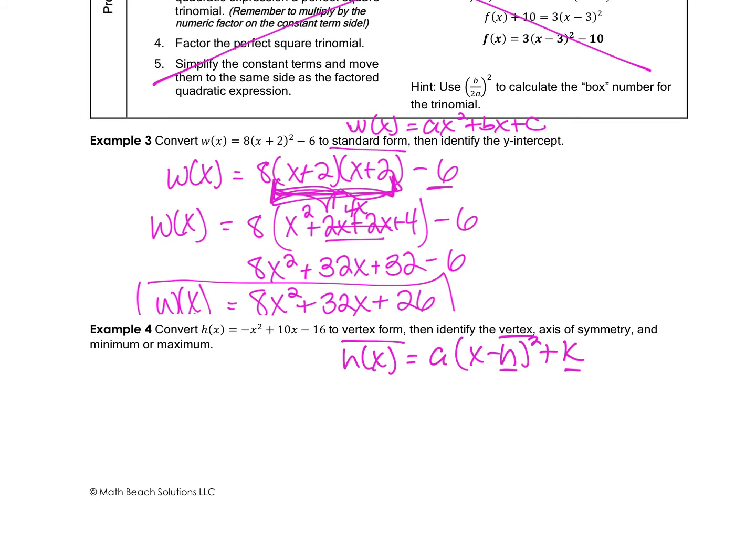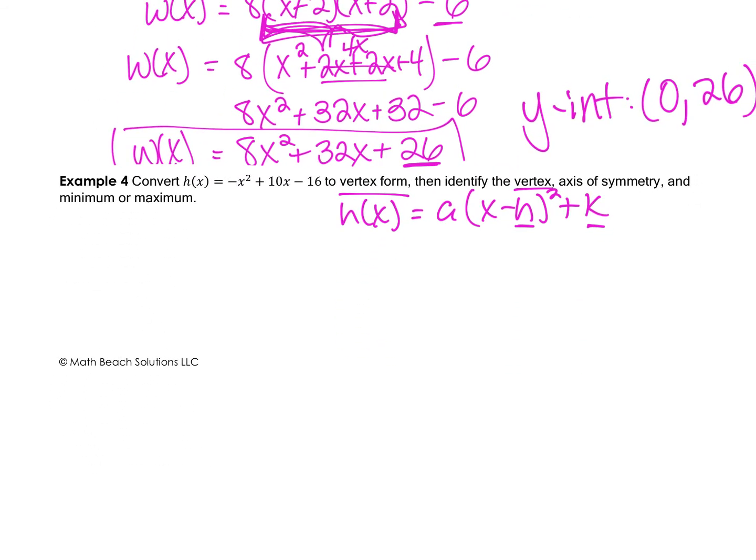Oh, let's go back up. Sorry. This one here, I would need to define the y-intercept. So the y-intercept, remember, is always your c in standard form. So your y-intercept would be 0, 26. Okay, so going back to the number 4. So I need to find the vertex. When we're in standard form, to find the vertex, I need to do negative b over 2a, and that will find the x value.